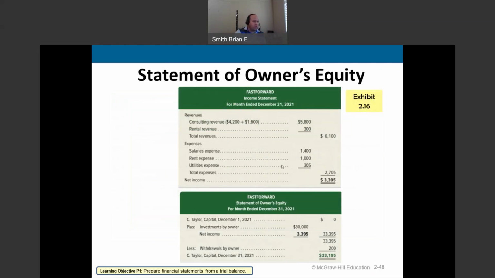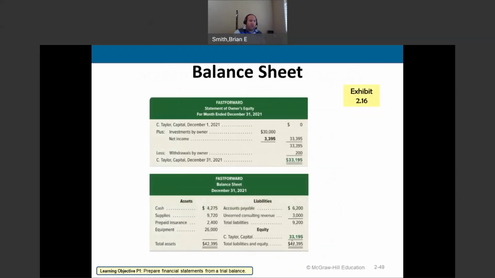Notice, that's the income statement still. I'm like, wait, what is this? Whoops, nope, back up. Notice we have a 0 at the beginning because we just started the company. It's December 31st. All of our investments by the owner, that $30,000 that we started with, is there. Then our net income's added to it, and we subtract out our withdrawal. So our equity is $33,195. We put that $33,195 here as the equity. We list everything else we had, all of our assets and liabilities, and we should equal up the same amount that was on our trial balance, okay?